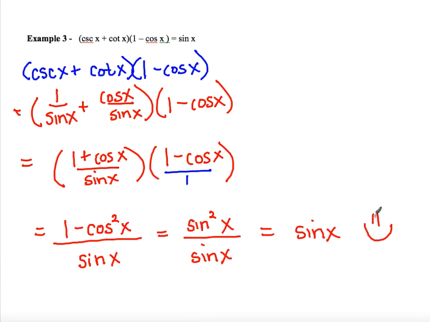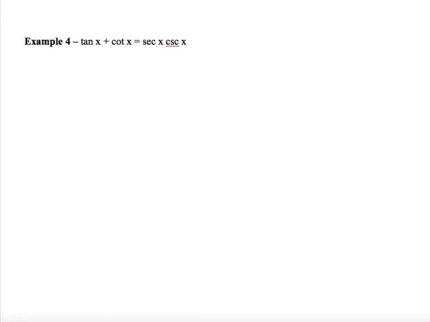It's kind of fun, just like a puzzle that you're working through. If I gave you just the left-hand side, it's not obvious that it's equal to the sine, but just through that series of rewriting and reworking, we can simplify that all the way down to the sine. This is one of my favorite sections because it's kind of just like a puzzle, putting all of those pieces together. All right, last example for this section: tangent plus cotangent equals secant times the cosecant.